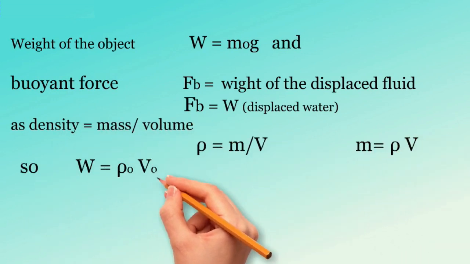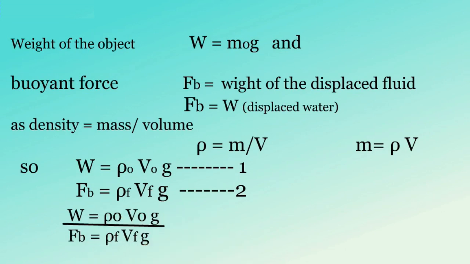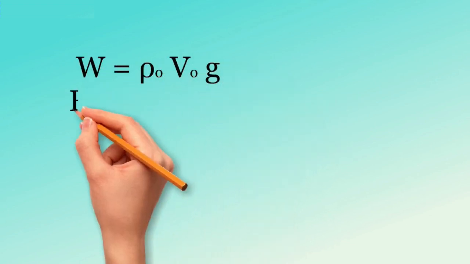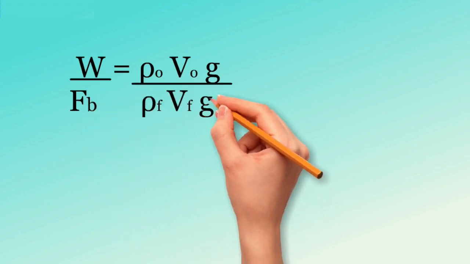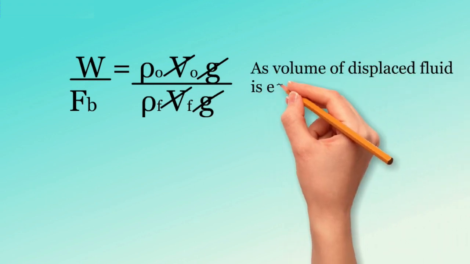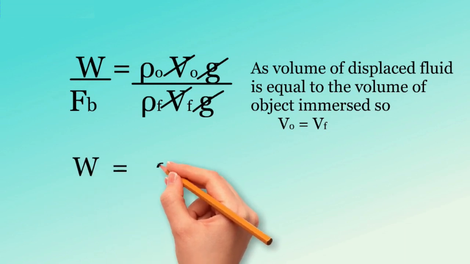As density equals mass per unit volume, mass equals density multiplied by volume. So W equals density of the object, times volume of the object, times gravitational acceleration. Equation 1. Fb equals density of the fluid, times volume of the fluid, times gravitational acceleration. Equation 2. Dividing equation 1 by equation 2: as the volume of displaced fluid is equal to the volume of the object immersed, the volume of the object equals the volume of the fluid displaced. Thus the ratio of weight and buoyant force equals the ratio of densities of object and fluid.